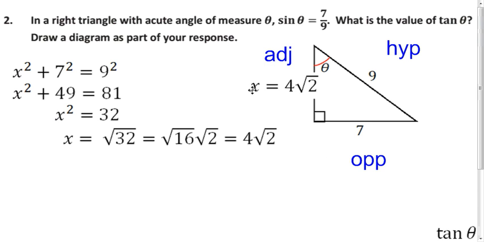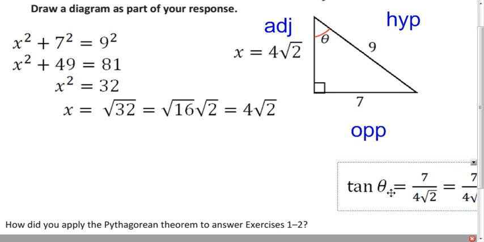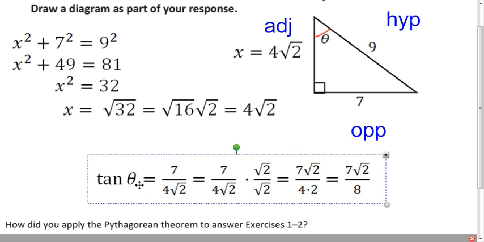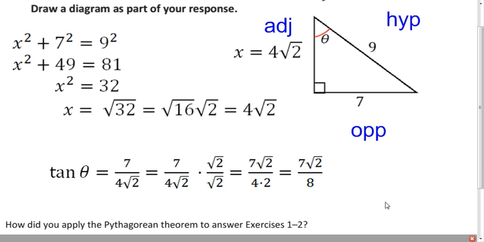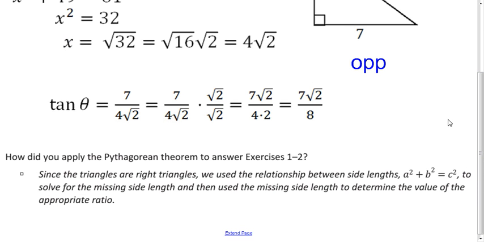So that's our adjacent. So tangent is opposite over adjacent. And this is what we get, but we've got to rationalize that denominator. So we multiply by square root of 2 over square root of 2, and we end up with 7 square root of 2 over 8. So how was Pythagorean theorem helpful here? What did we use it for? Well, we needed to find a missing leg. And once we knew that, we were able to find the value of the given trigonometric ratio.